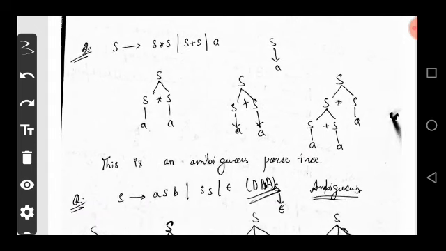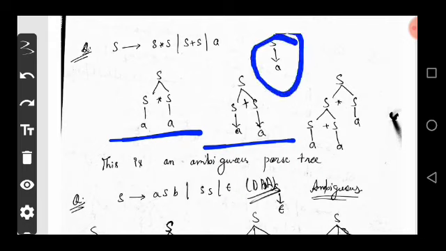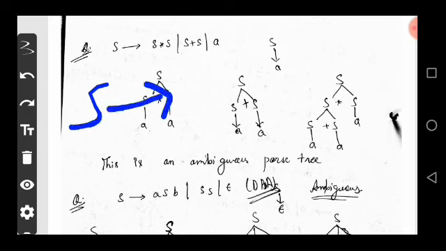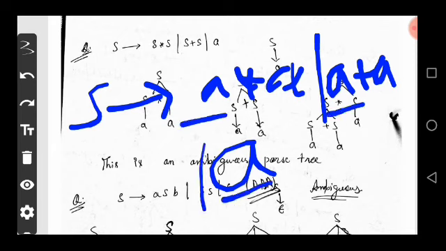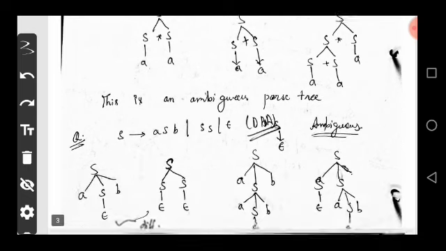Here S produces S star S or S plus S or A. After applying the leftmost derivation and rightmost derivation, we got a similar type of parse tree, so it is an ambiguous grammar. And after applying the short trick, we also got A as the starting symbol, like S produces A star A or A plus A or A. So the starting symbol of S is similar, so it is an ambiguous grammar. Now move on to another question.